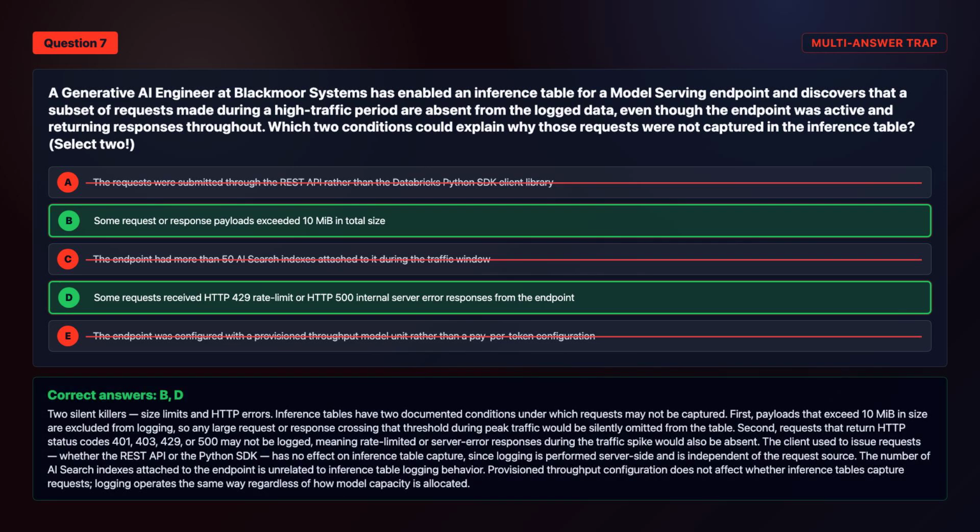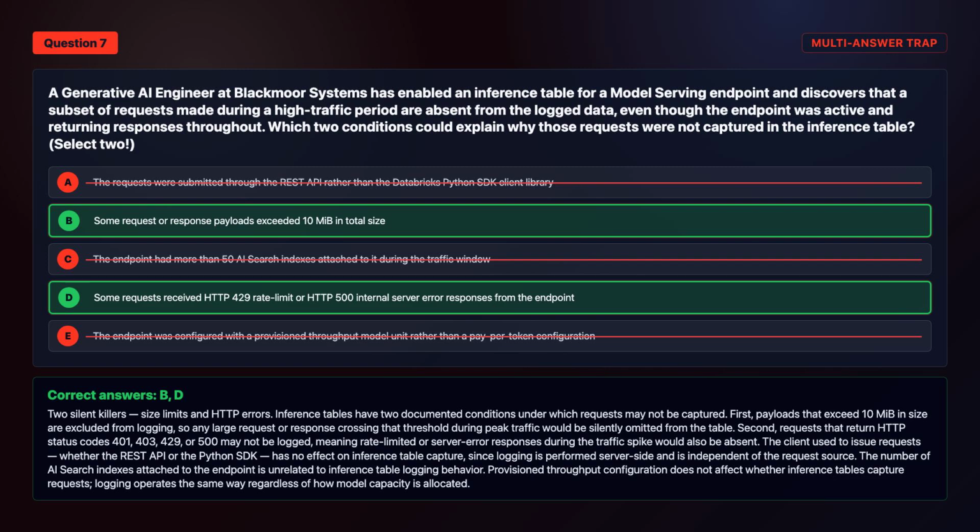The correct answers are option B and option D. Two silent killers: size limits and HTTP errors. Inference tables have 2 documented conditions under which requests may not be captured. First, payloads that exceed 10 MB in size are excluded from logging, so any large request or response crossing that threshold during peak traffic would be silently omitted from the table. Second, requests that return HTTP status codes 401, 403, 429, or 500 may not be logged, meaning rate-limited or server error responses during the traffic spike would also be absent.